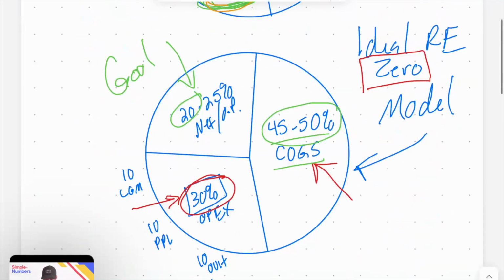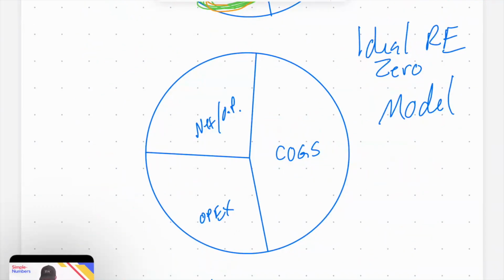Let's do another example just for fun. Let's say we were going to run a model where we were only running a 10% net profit. We were still going to spend 30% on operating expenses. That would leave 60% to go out in costs of goods sold. This always has to equal 100, of course, because it's a pie. So let's use this model to run our formula.